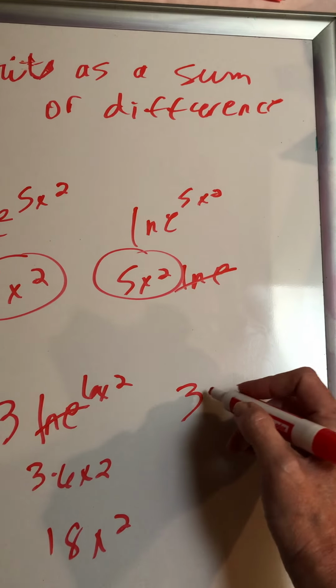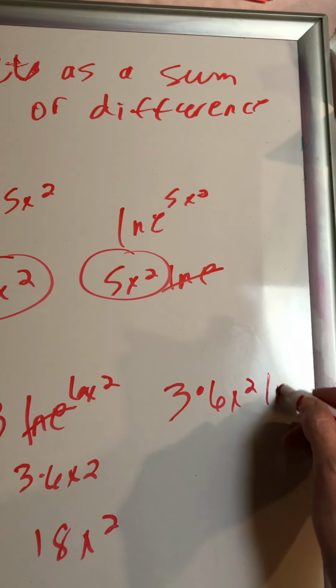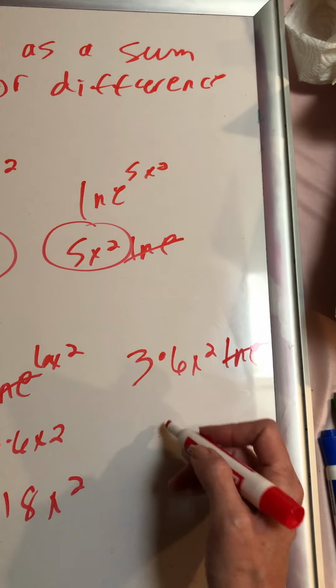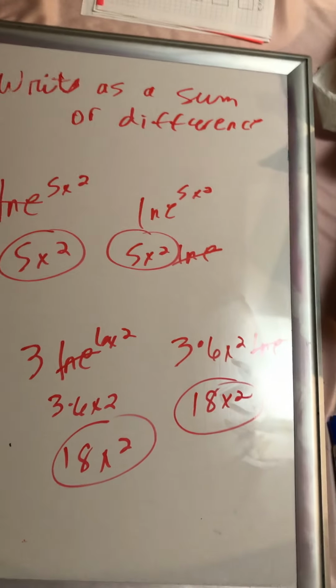So you either see that ln e is an inverse and cancels itself out, or you can remember your rules and properties of logarithms where you would move the 6x squared in the front. So it'd be 3 times 6x squared ln e. Either way, guys, the ln e cancels, and you're left with the 3 and the 6x squared. So it's 18x squared. Either way you do it, okay? Wanted to show you both ways on that.